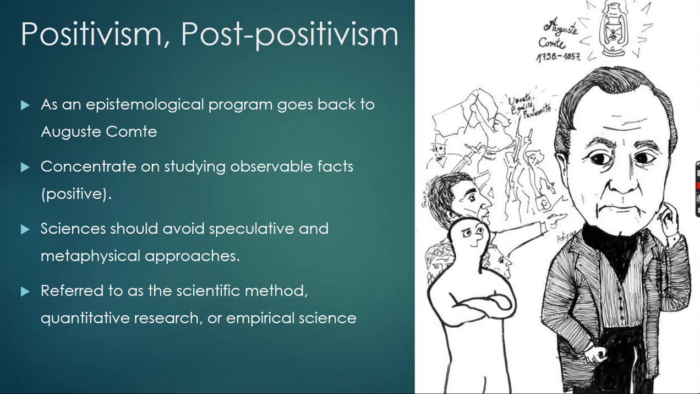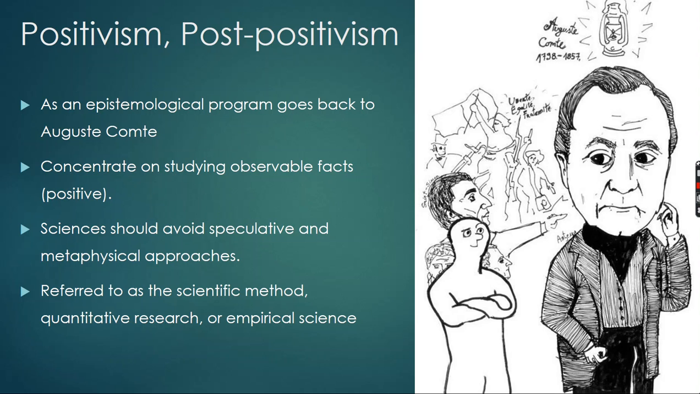observable facts, right? Something that can be observed, something that you can measure, something that you can see, something that you can sense, and so on. It should avoid speculative and metaphysical approaches, something that cannot be tested or experimented. Something that doesn't hold factual evidence or numerical evidence, right? That is also known as the scientific method, quantitative.